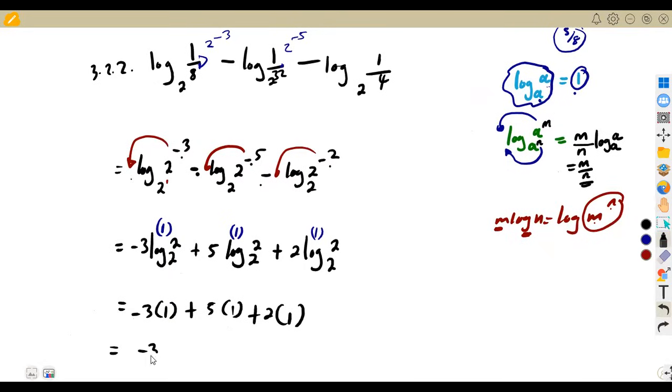So we are going to have minus 3 plus 5 plus 2 in this case. If you add here, that's 7. 7 minus 3 is a 4. So this whole part was going to give us what? A 4 at the end.